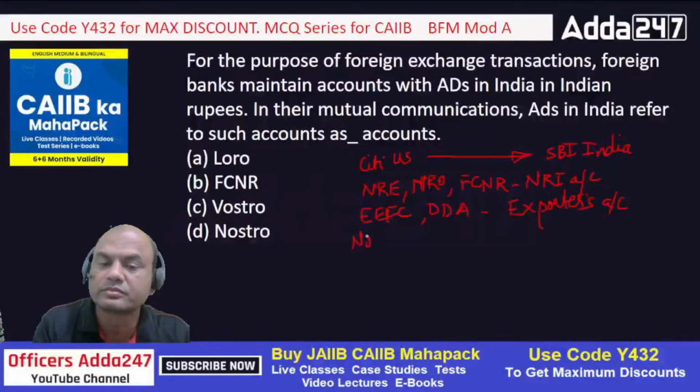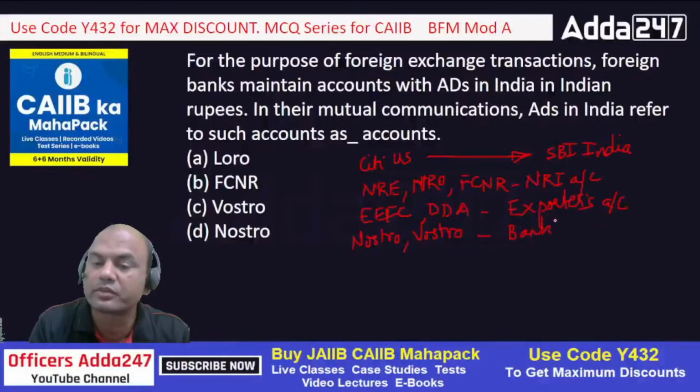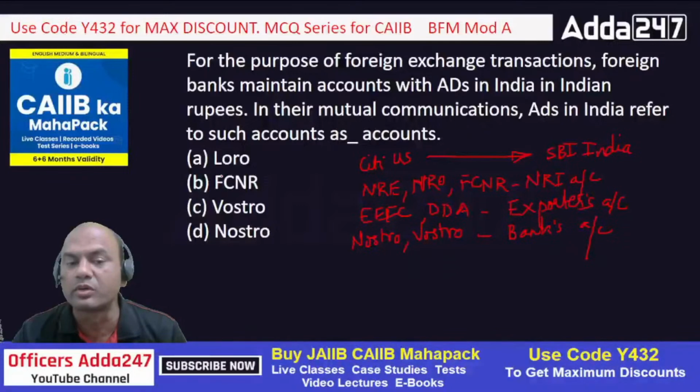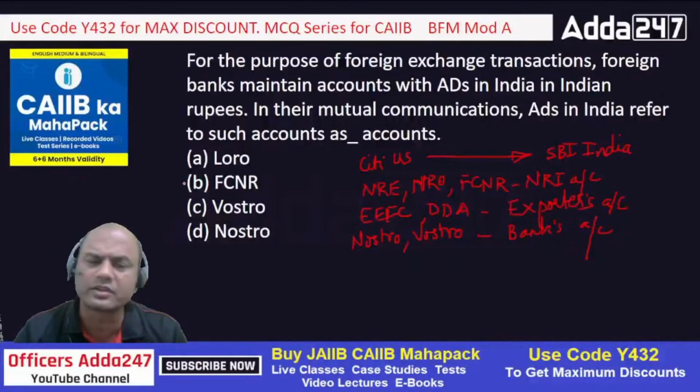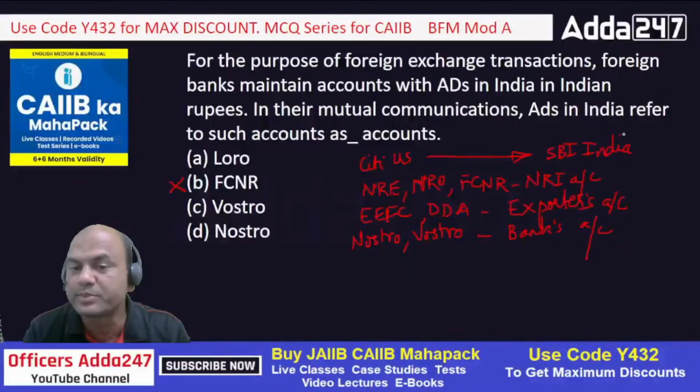Nostro, Vostro, I won't call Loro actually. Loro is not an account. Nostro, Vostro are banks' accounts with each other. Banks have their accounts with each other. Got it? So what will this be called as? Nostro, Vostro or Loro? FCNR is not there definitely. So what will it be called as? What will SBI call this?